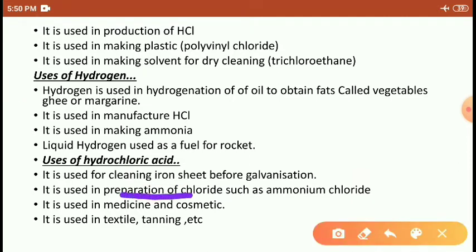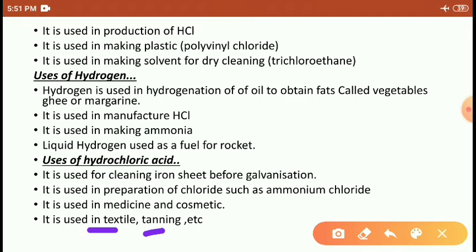And in the preparation of chlorides, ammonium chloride is used in preparation of cosmetics and medicine. Whatever medicines there are, for medicinal purposes and some cosmetic purposes, it is used here. And it is also used in the textile industry. Textile means for bleach purpose it is used. It means cleaning purpose. It is also used in tanning industry.